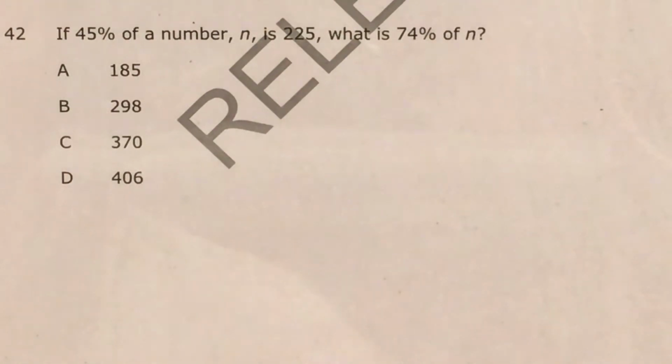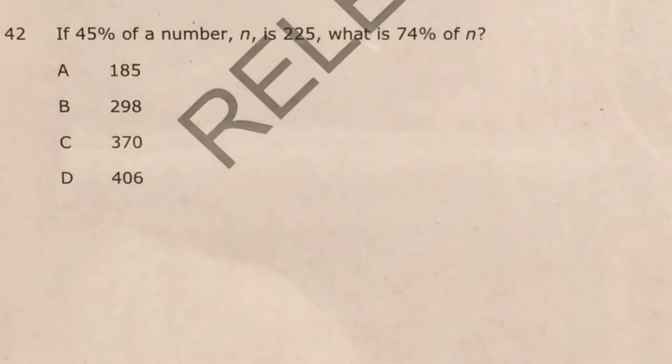This is Mr. W. Today we're going to tackle question 42 in the 6th grade math questions that North Carolina released this past school year. The question tells us that 45% of some number n is 225, and we're trying to find out what 74% of that same number is.